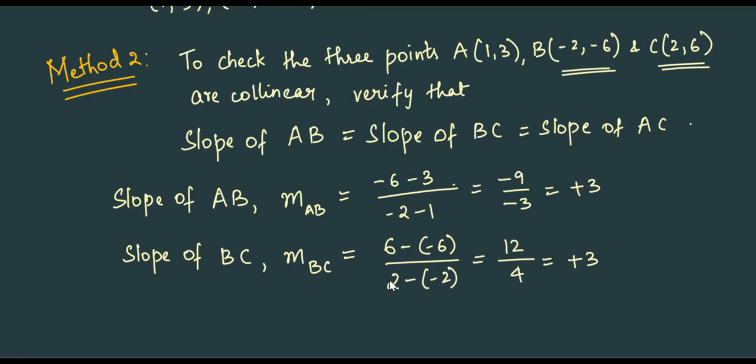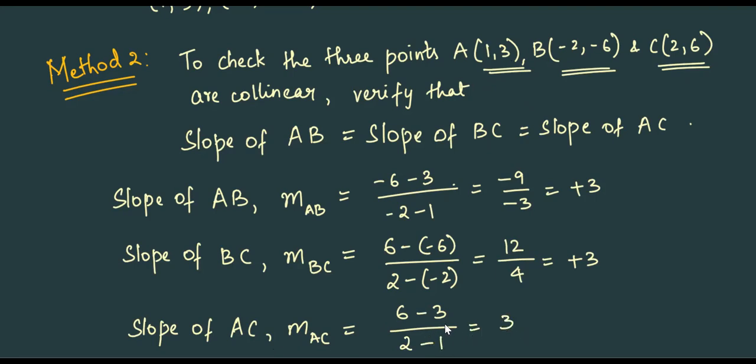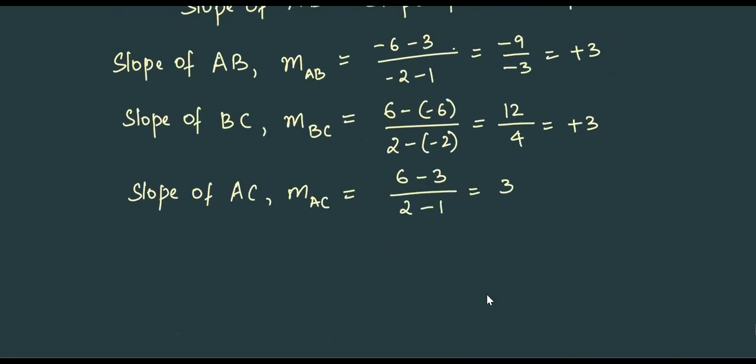You did not check for AC, but here we can check for AC. You can do anything. In the exam, you just have to check any two. Slope of AC. Now A becomes x1, y1, C becomes x2, y2. So y2 minus y1, 6 minus 3, upon x2 minus x1, 2 minus 1. 6 minus 3 is 3, upon 1, is 3. So all the three slopes are equal. Therefore, the points A, B and C are collinear.